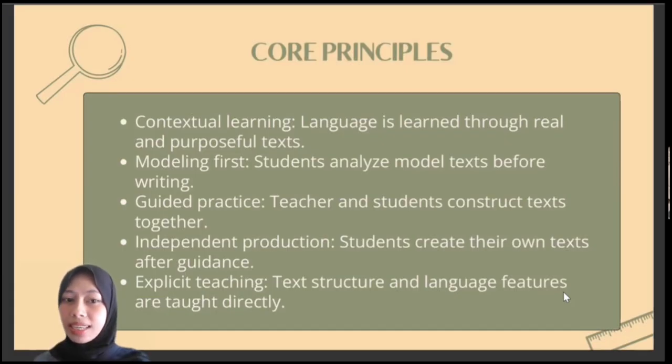Third, guided practice. The teacher and students write together, and the teacher helps the class build sentences and paragraphs step by step. Next, there is independent production. It means that students create their own text after guidance from the teacher. And the last one is explicit teaching. Throughout the process, the teacher clearly explains the structure, key language features, and vocabulary used in the genre.